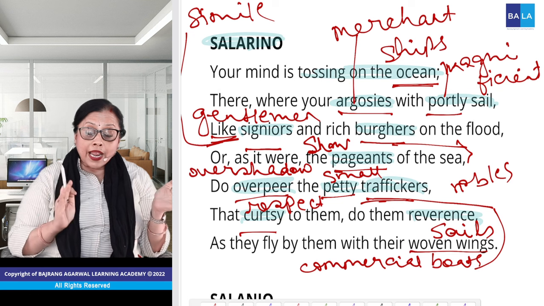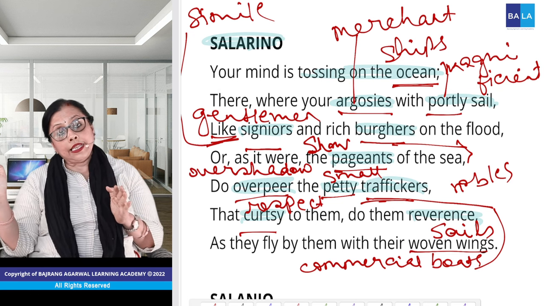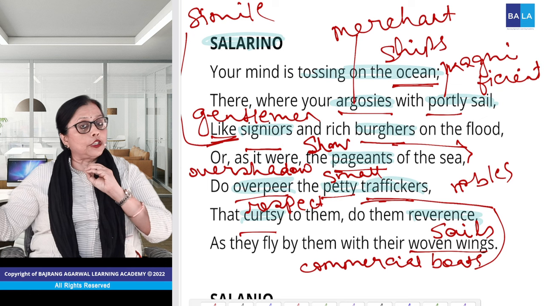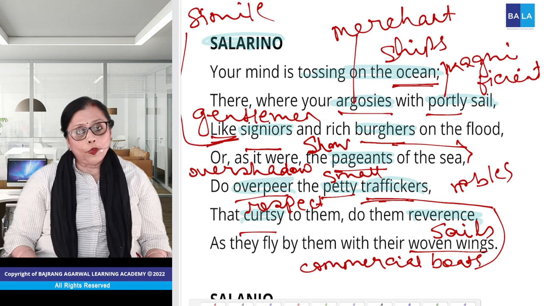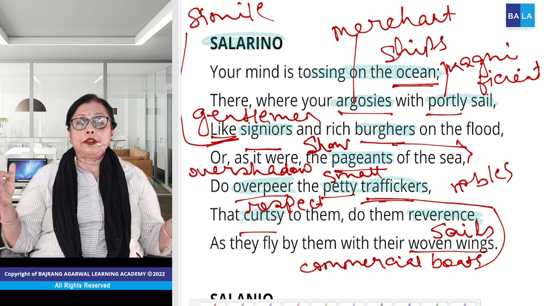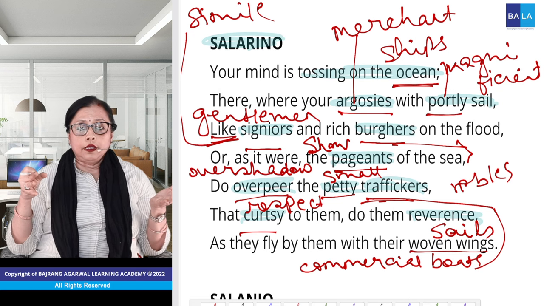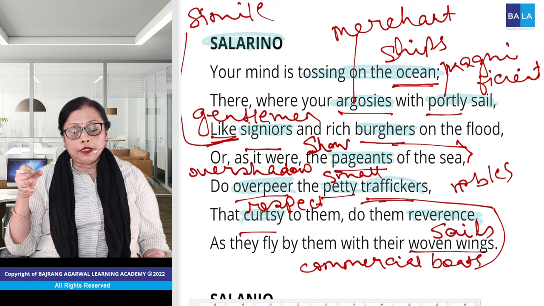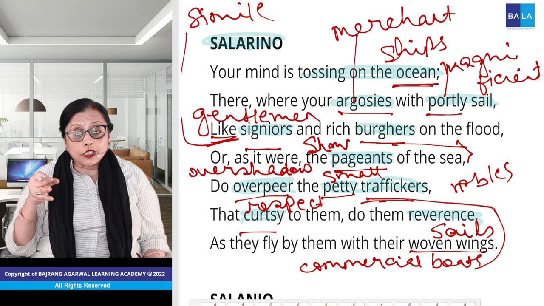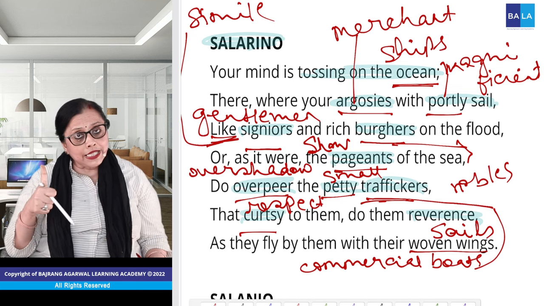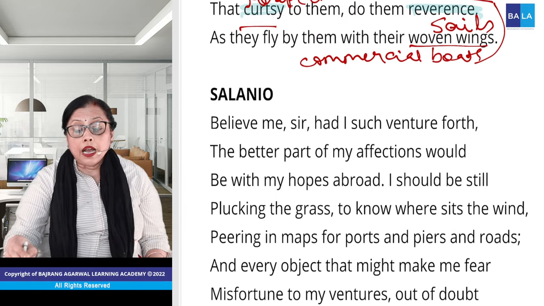So on one hand, Salerio is consoling him. On the other hand, he is showing how respectful Antonio is. You are sad because you're thinking about your ships. Will they return or will they not return? After all, a lot of money has been put into the ships. Your ships look wonderful. They are a magnificent show on the sea. The small commercial boats, as they pass by your ships, are overshadowed by them. The petty traffickers pay respect to your ships as your ships fly past them with their woven wings. So the first reason given is that you are sad because you are thinking about your ships.